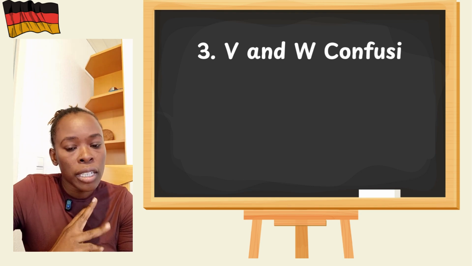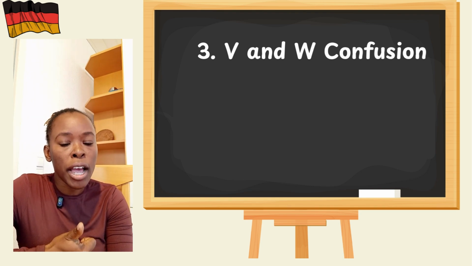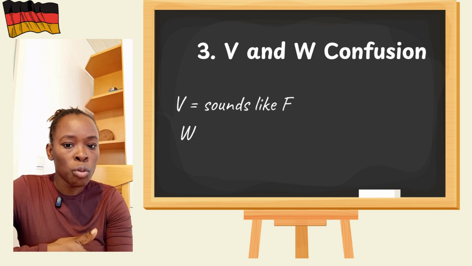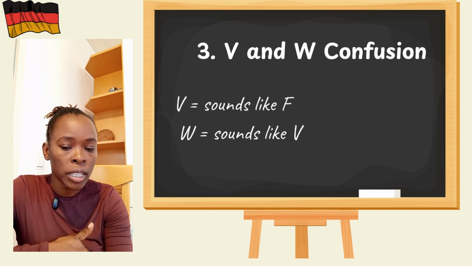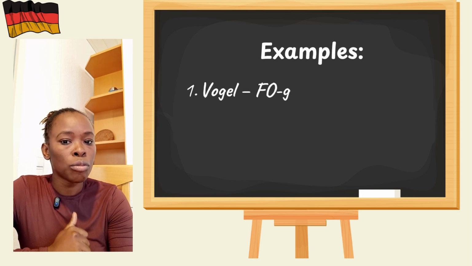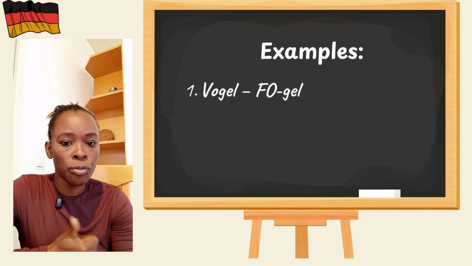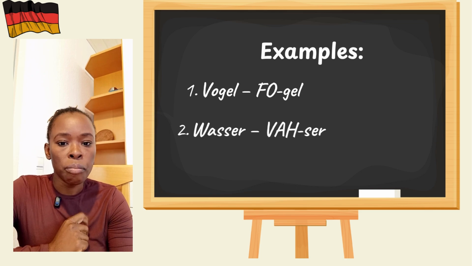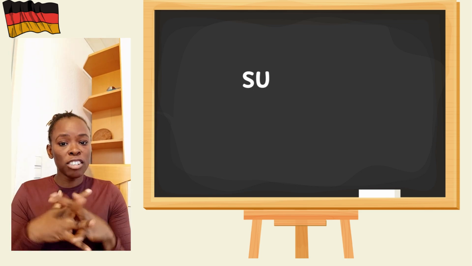Number 3, the confusion between V and W. V sounds like F, while W sounds like V. Example, Vogel, meaning bird. And Wasser, meaning water. Great job!